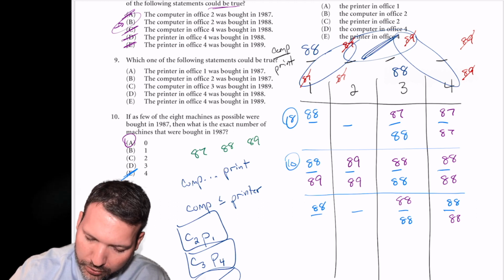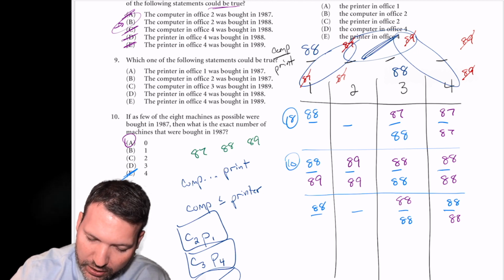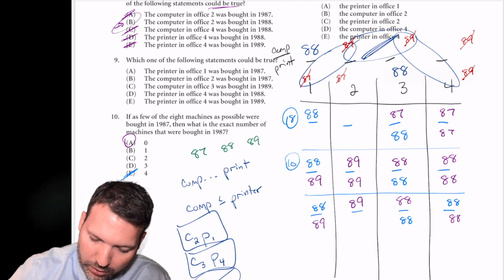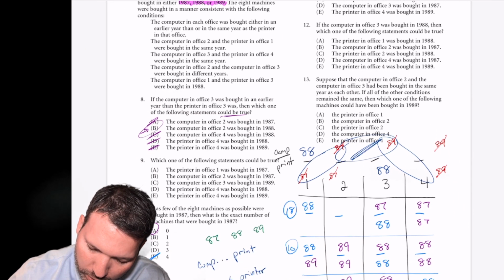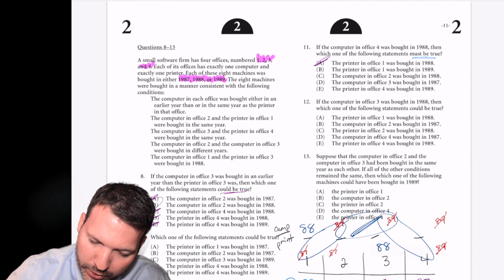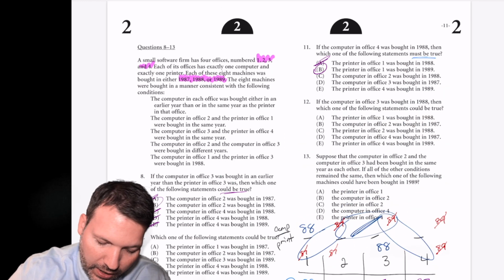And then from there, I don't think we can figure anything else out for sure. Oh, that's not true. We know that the computer of Office 2 can never be 87, and right now it can't match 88 either, so actually this ends up looking exactly the same as number 10. Unless, are we doing something wrong? I don't think so. Computer of Office 4 is bought in 88. Okay, printer of Office 1 was bought in 88. No, it was 89. That's not true. Printer in Office 1 was bought in 89. Yes, it was. Very good. So that has to be B.